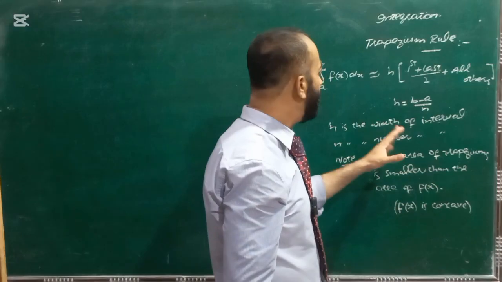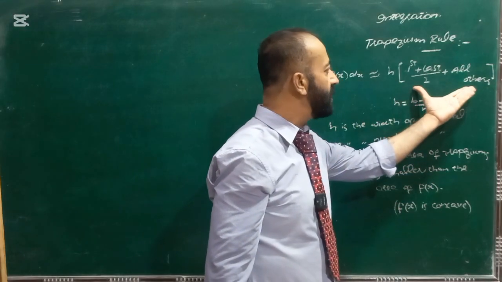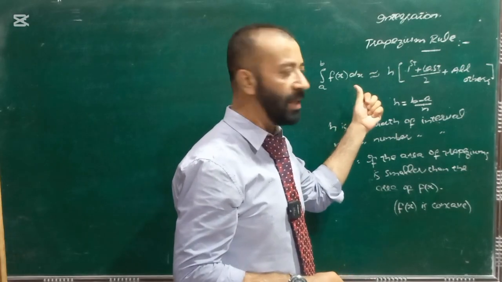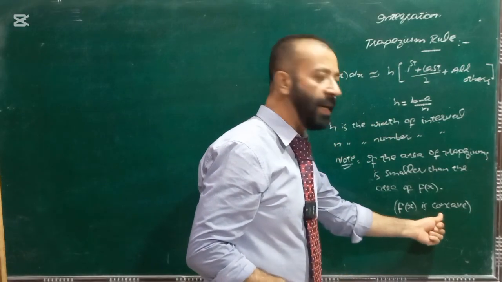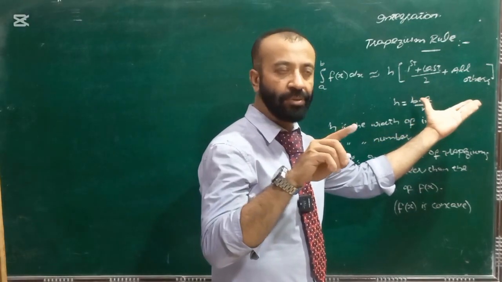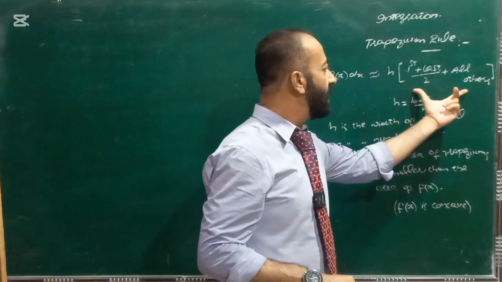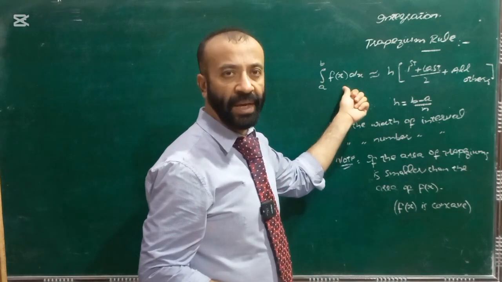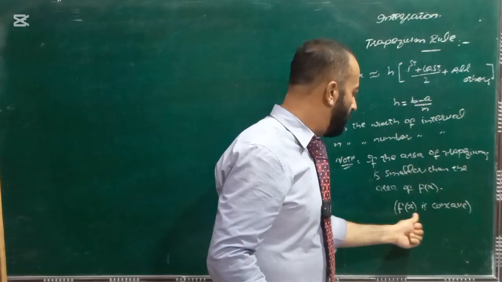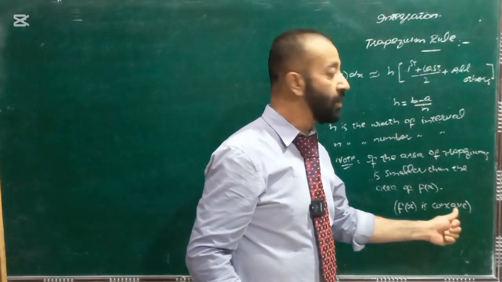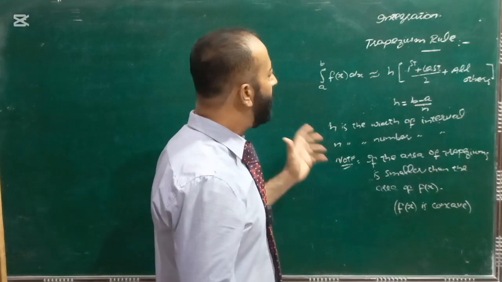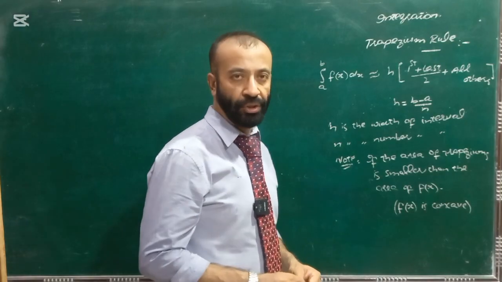so it means when we calculate area from this, if this area is smaller than the original area of the curve, then f of x will be concave and the area will be underestimated, and vice versa is also there. If this area is larger than the original value of f of x, then area will be overestimated and f of x will be convex. So first you have to understand and learn these concepts, and after that we are going to solve some questions.